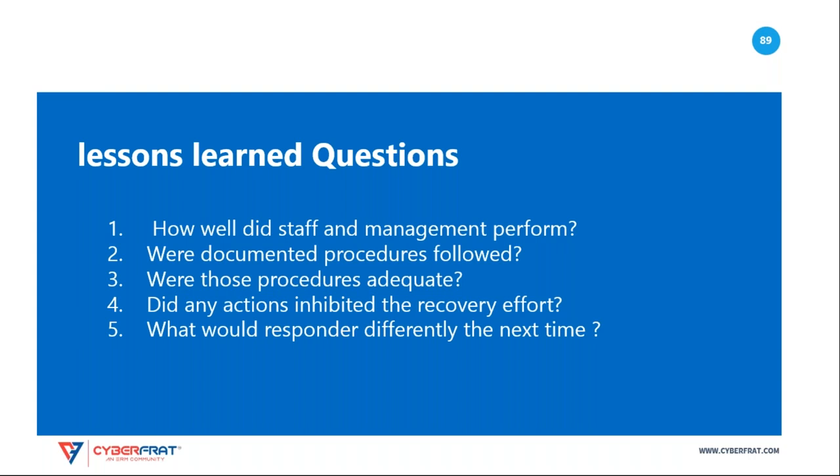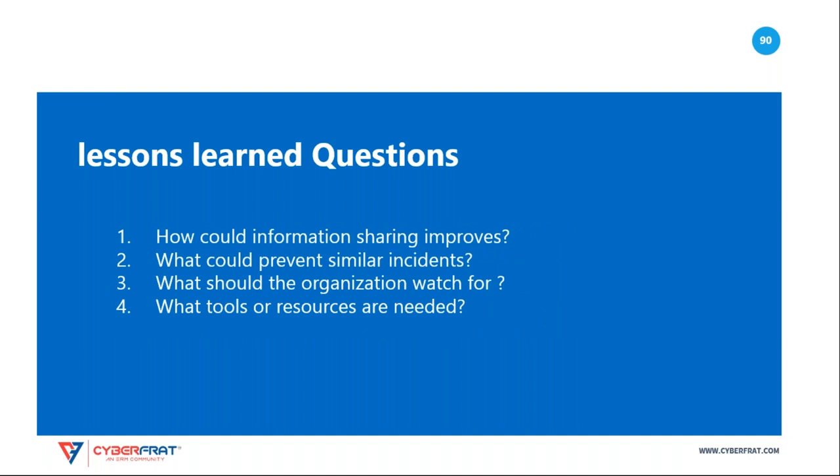They include exactly what happened and at what time. How well did staff and management perform in dealing with the incident? Were documented procedures followed, were those procedures adequate, were any steps or actions taken that might have inhibited the recovery? What would the staff and management do differently the next time a similar incident occurs? How could information sharing with other organizations have been improved? What corrective action can prevent similar incidents in the future?